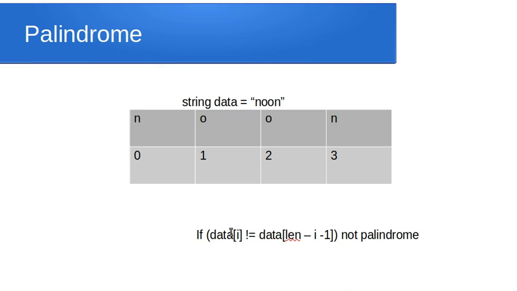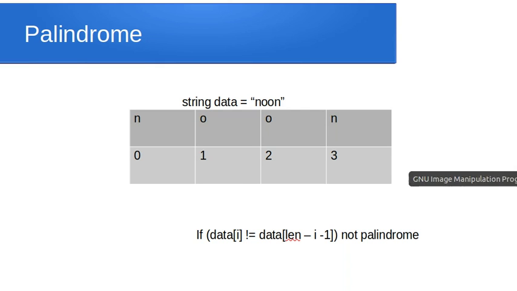So put this in a for loop, right? So in the second iteration, i will be 1, index 1. So check if the length, which is 4, minus 1, it will be 3, and 3 minus 1 will also be 2. So we're checking if this and this are equal. If all of them are equal within our loop, then that will be a palindrome.